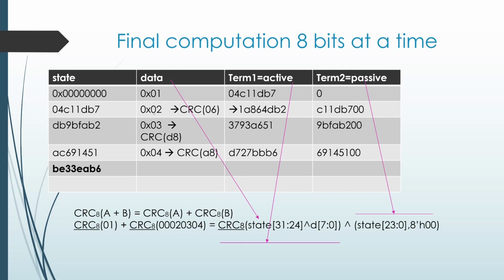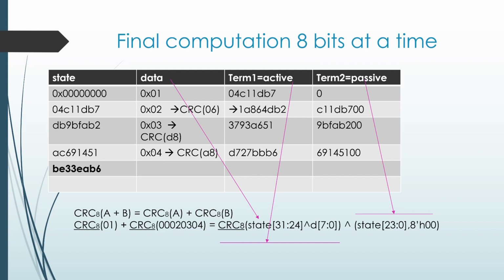Okay. Next data byte is 02. If 02 comes in, it's going to be 04 XORed with 02, which is 06. If you take the CRC 8-bit table of 06, you're going to get this value, 1A864DB2. And then the left shifted version, C11DB700, will be the other component. When you sum these two, or XOR these two, you get this, DB9BFAB2. And the next byte will come in, 03, right? And then 03 and DB will XOR together to, let's say, give you D8. And so you're going to do the CRC of D8, which is this, and then the left shift, 9BFAB200, right? And you're going to XOR these two and you're going to get the next one.